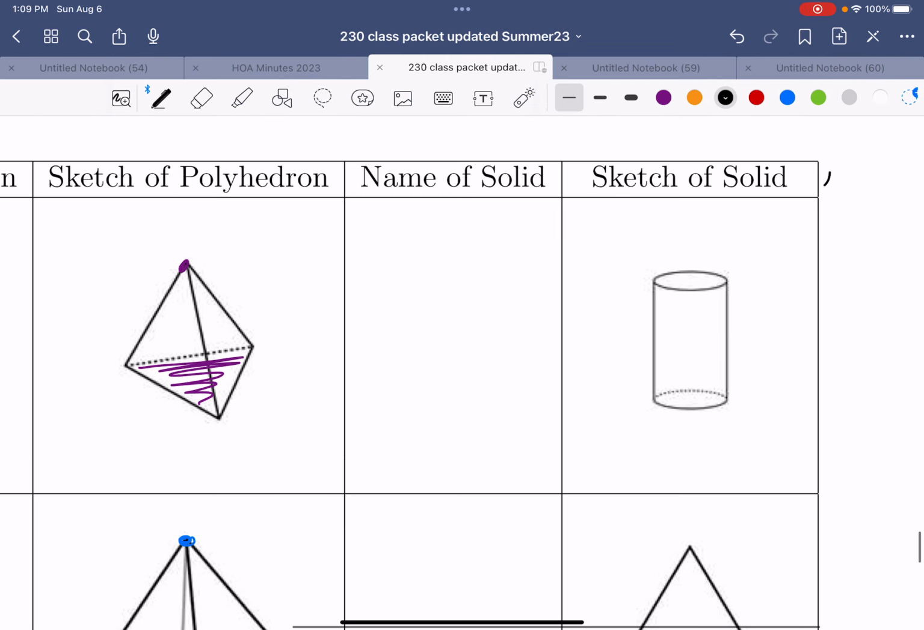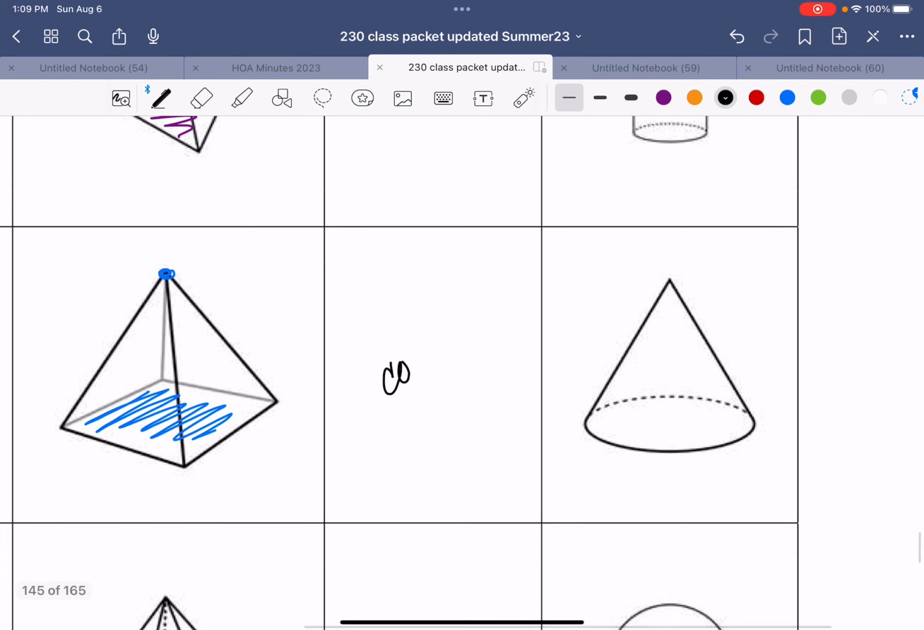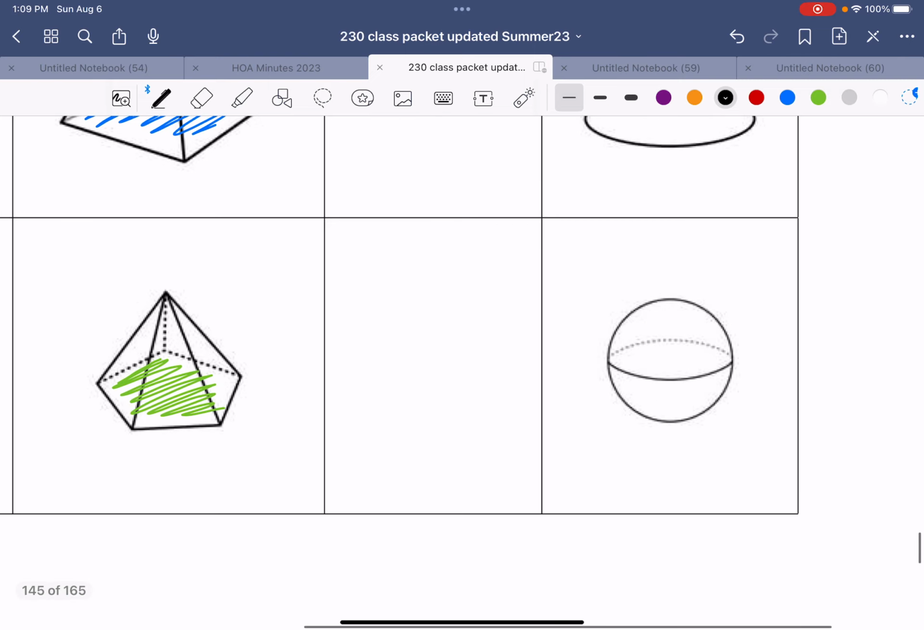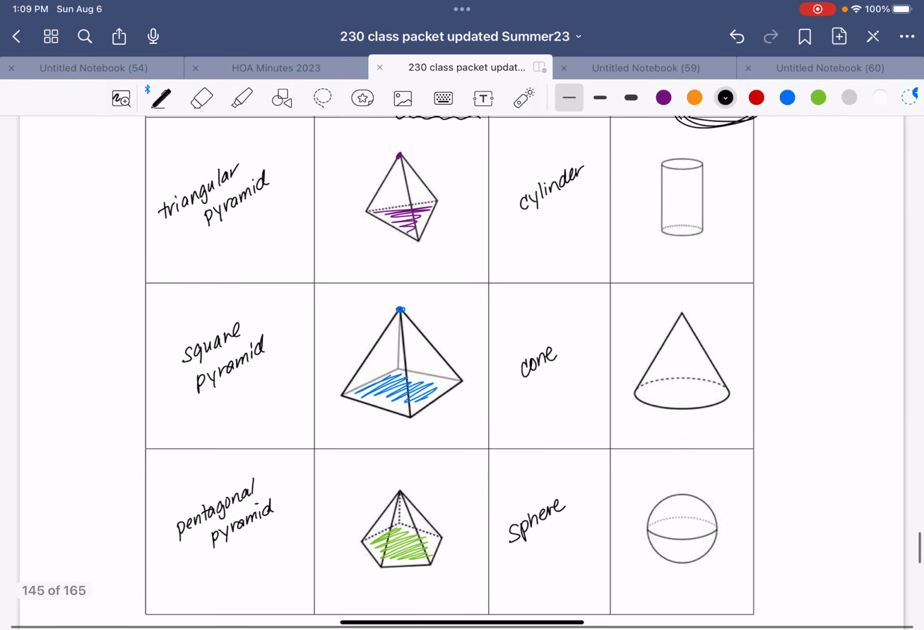And then lastly, notice that our last column over here, up here in the title, this says solid, where over here it said polyhedron. So this is where we get back to the ones that have the curves on them. And these are, I think, you're more familiar with. So this first one is a cylinder. The next one is a cone. And the bottom one is your sphere. And those are all of the shapes that we're going to identify at this stage.